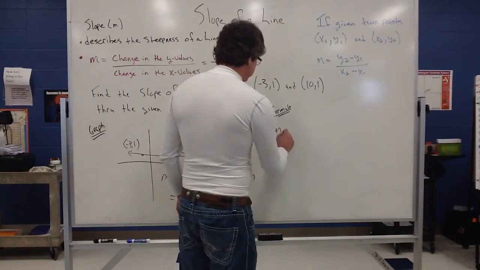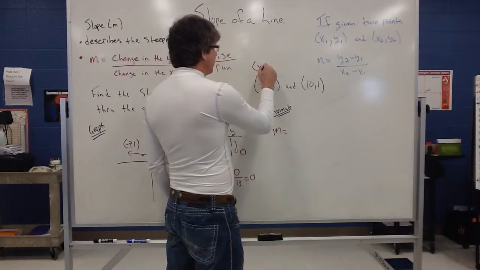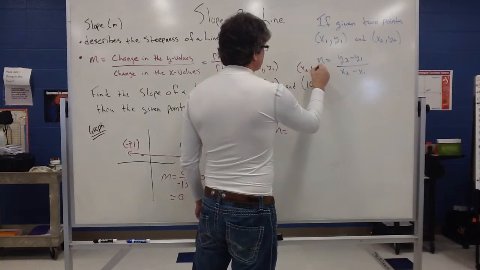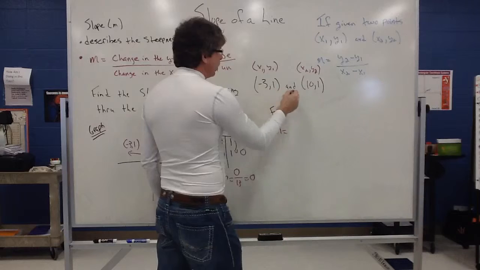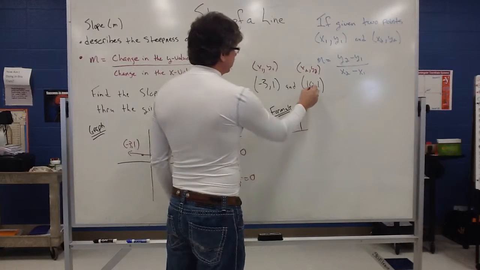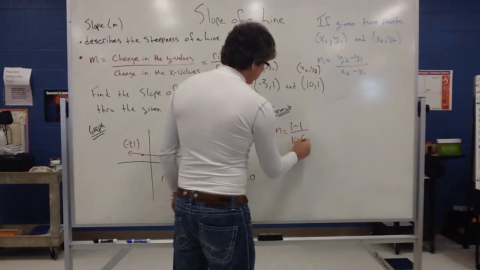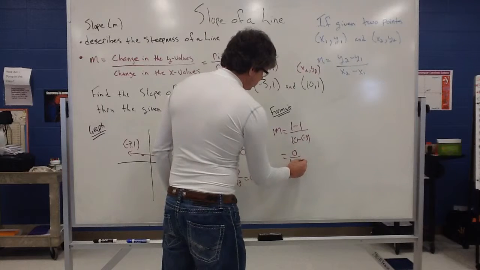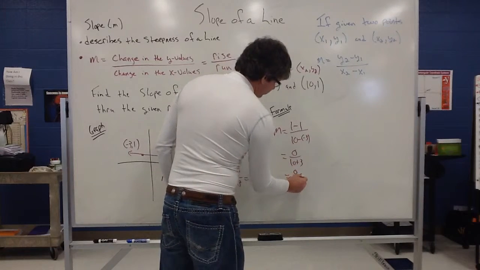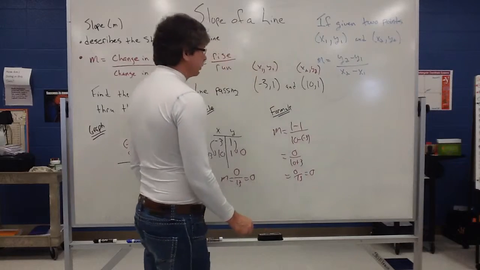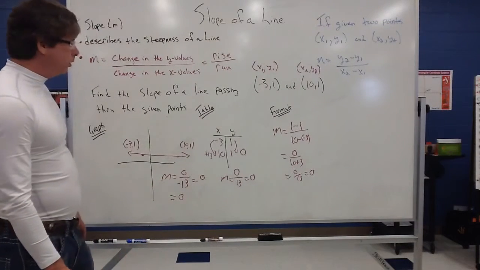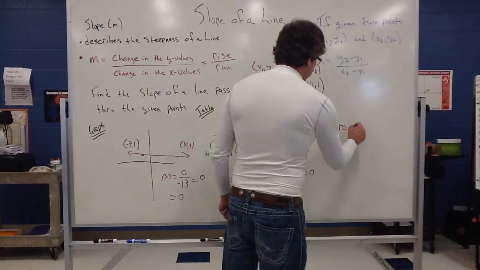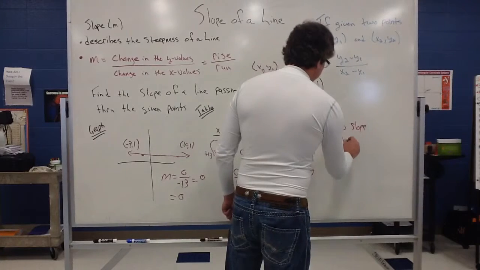If I'm using the formula, I need to identify point 1. So this is going to be my point 1. And this is going to be my point 2. So I have y2 minus y1, so it's going to be 1 minus 1 on the top. 10 minus a -3 on the bottom. 1 minus 1 is 0. 10 minus -3 is 10 plus 3, which gives me 0 over 13. And therefore my answer would be 0. So it doesn't matter which way we do it, we come up with that same answer. So we do end up with a 0 slope. Or again, m is equal to 0.